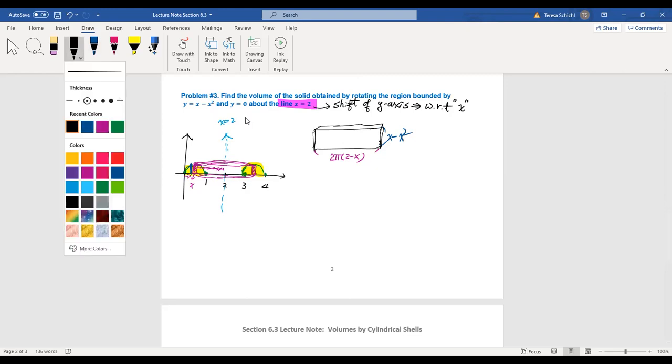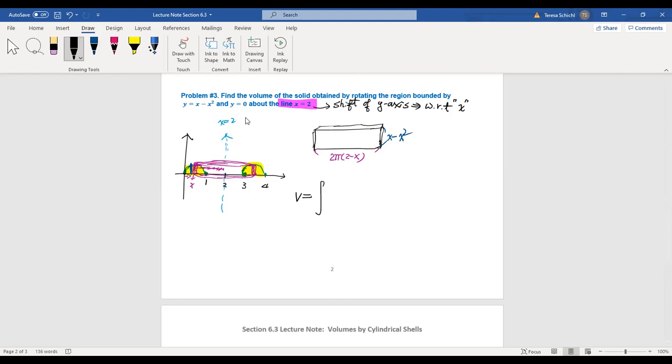Now I can find the volume. The volume will be length times width times height. So it's 2 pi times 2 minus x times x minus x squared dx. This matches what we assumed here. This little thickness is delta x, so by the Riemann sum, you just integrate with respect to dx. What is the x region? This is my original region, so it's from 0 to 1.